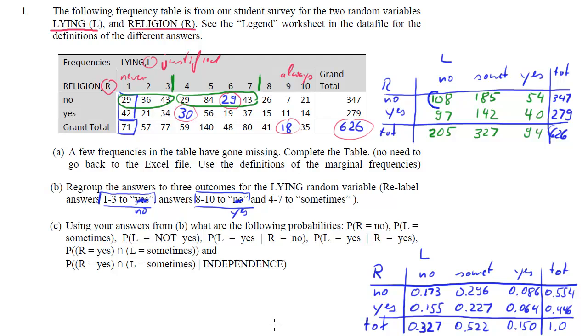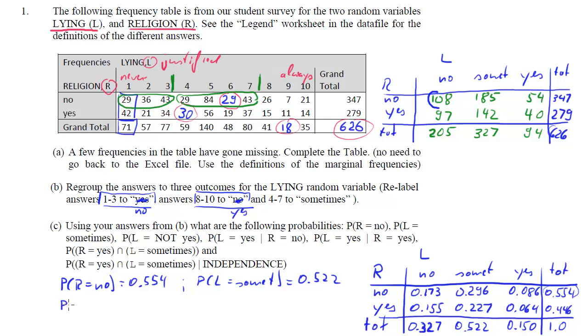Okay, so once we've got that, we can now calculate our probabilities here. Let me start with the probability that R is equal to no, so that's a marginal probability, R equal to no. This is this one here, 0.554. So next we want the probability that L is sometimes, marginal probability 0.522.